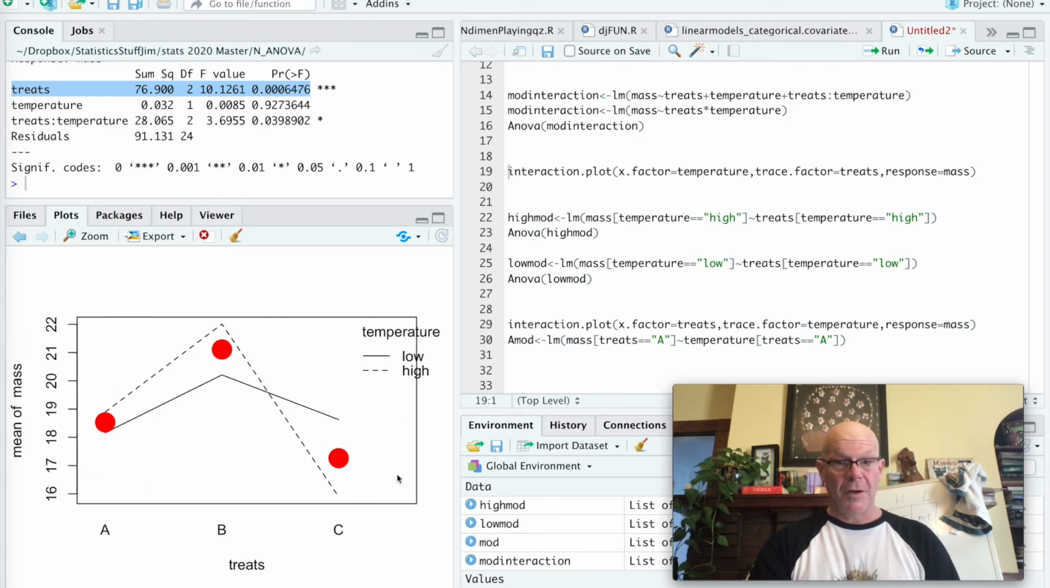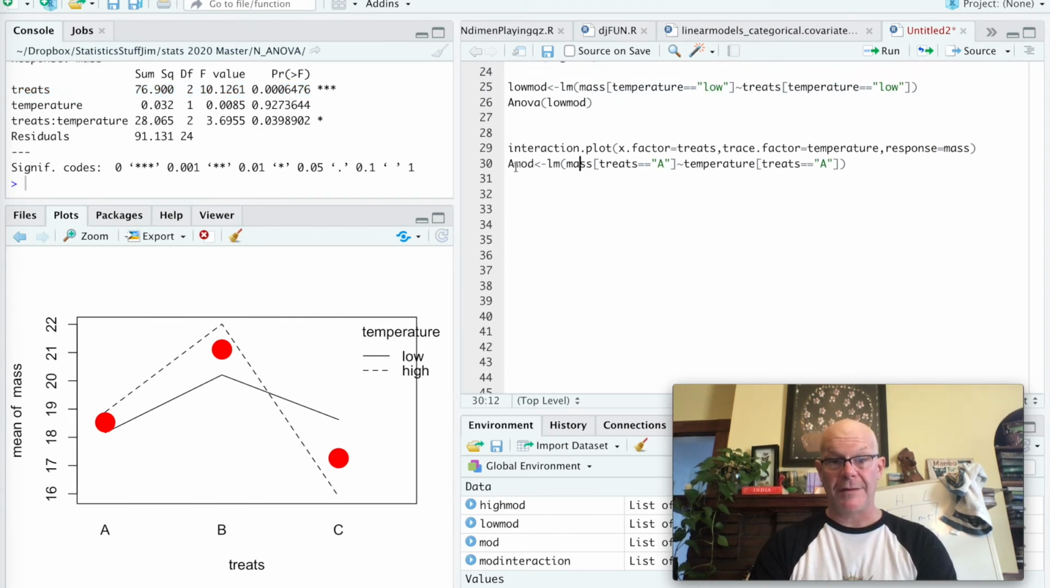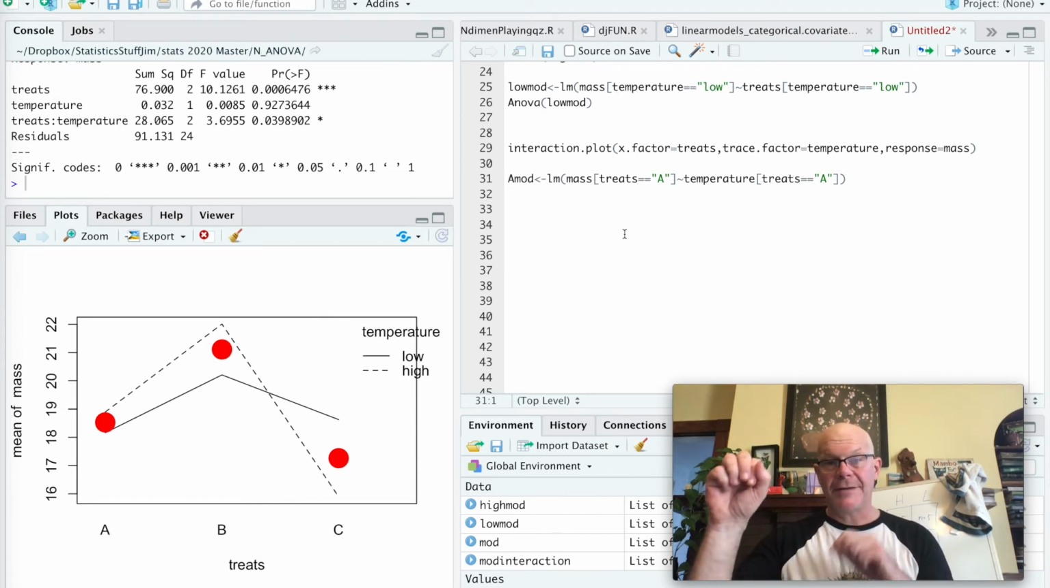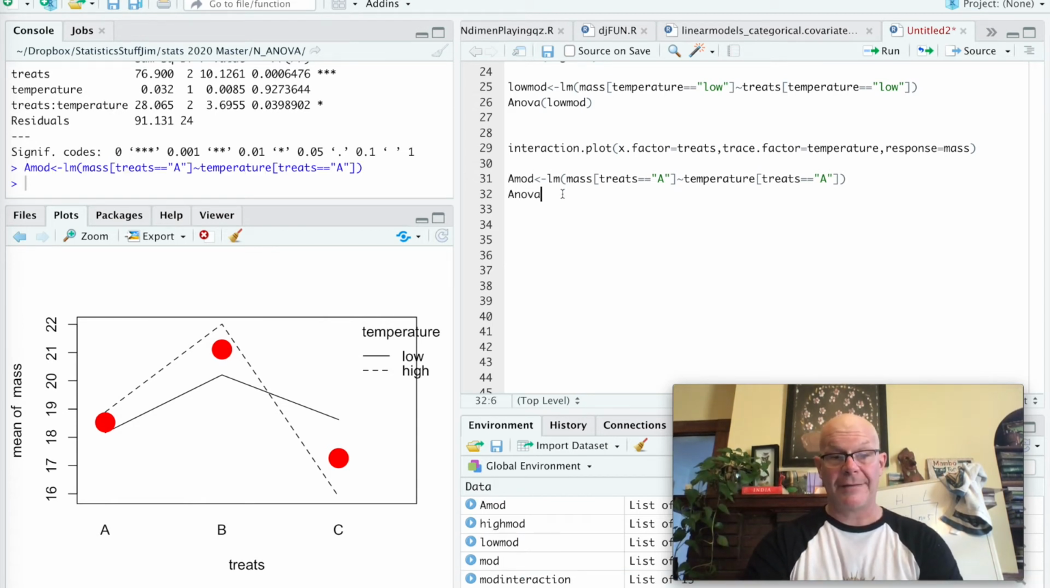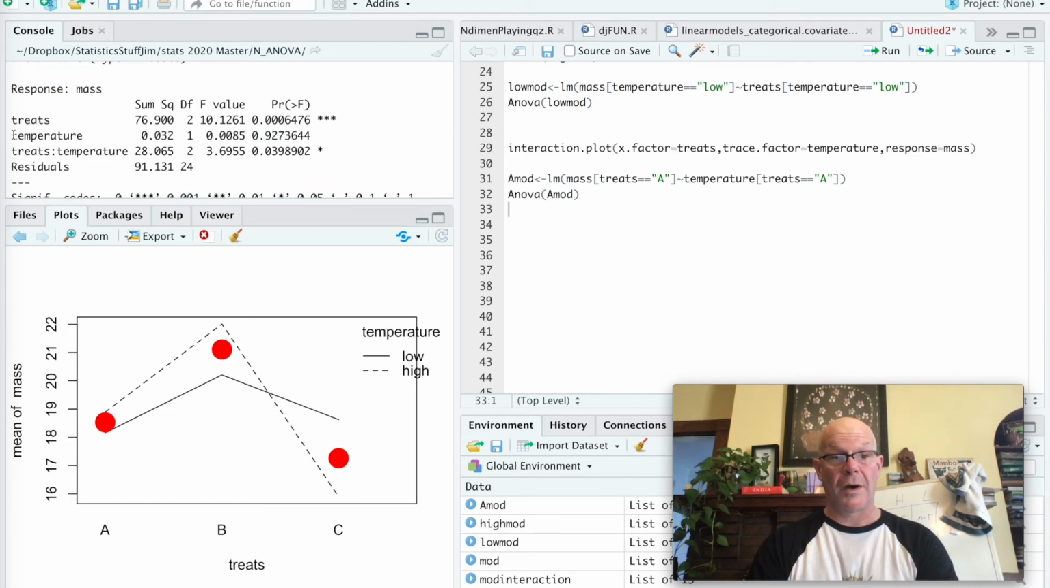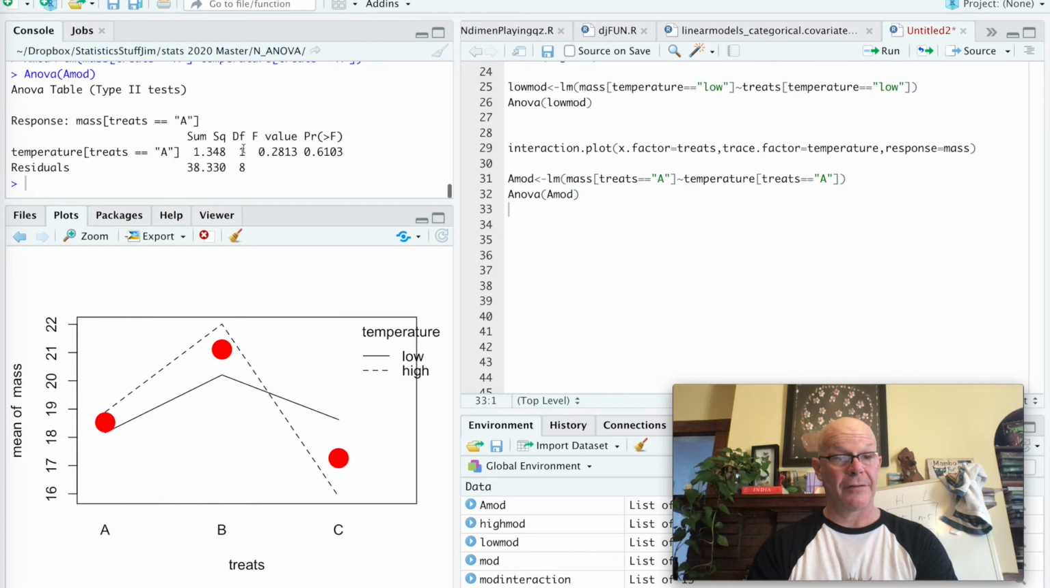And so, okay, well, because we have that significant interaction, what we probably would want to do then is dig in a little deeper, right? So let's do a linear model where we're only looking within treatment A, and that means we're only comparing high temperature versus low temperature within treatment A. So I'll go ahead and I'll do that. Okay, within treatment A, there is indeed no effect of temperature. That is consistent with what our big ANOVA was telling us.